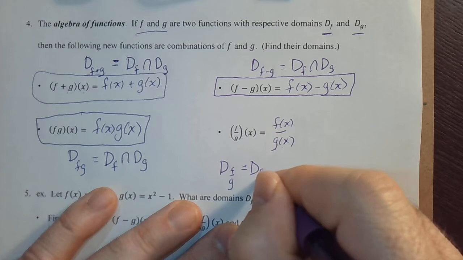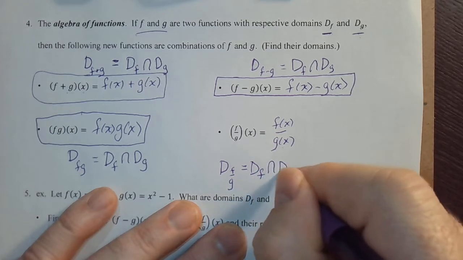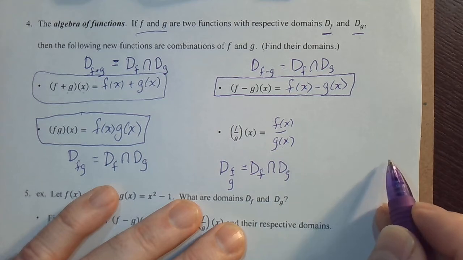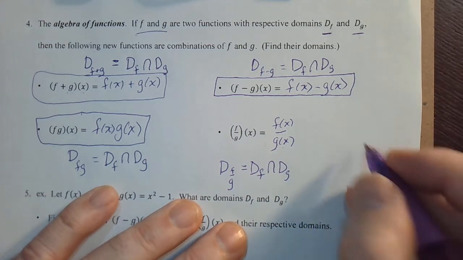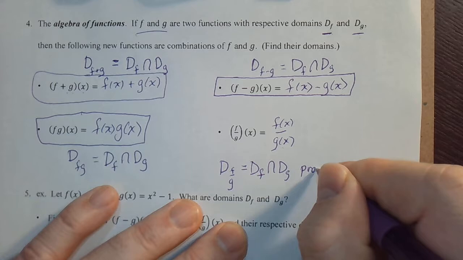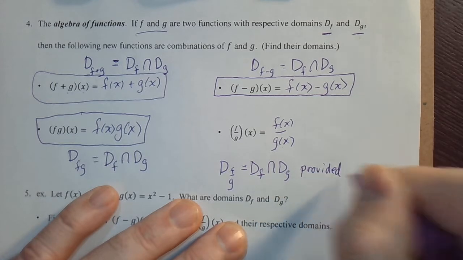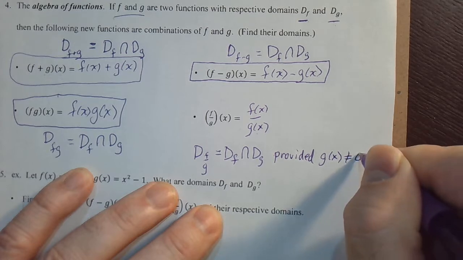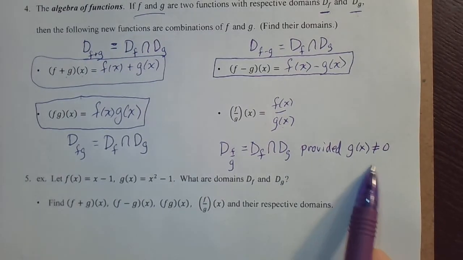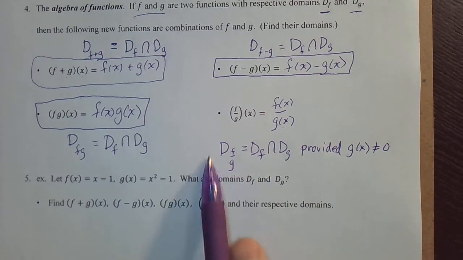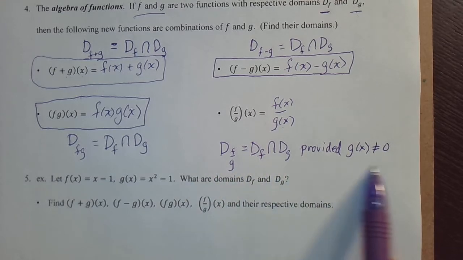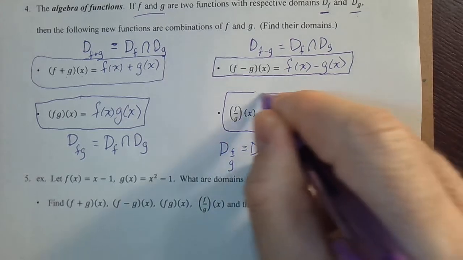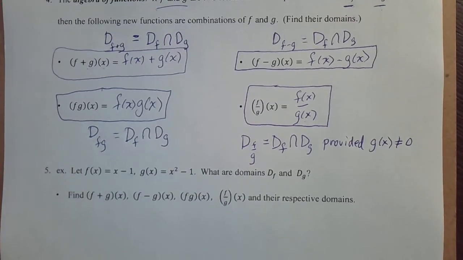So maybe I will say the domain of f over g equals the domain of f intersected with the domain of g, but then I need to say something else here. And one way, I'll just put it in English. I'll say provided g of x is not equal to 0. And if it is, that means that x value has to be removed from this domain. And that's what we're saying right here. So I guess that took care of all of them for the domains.